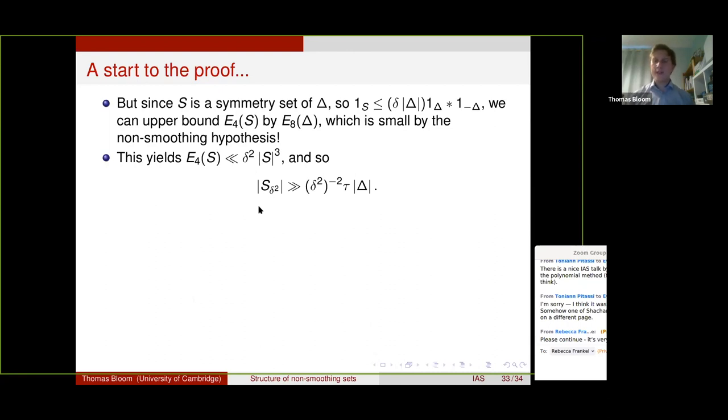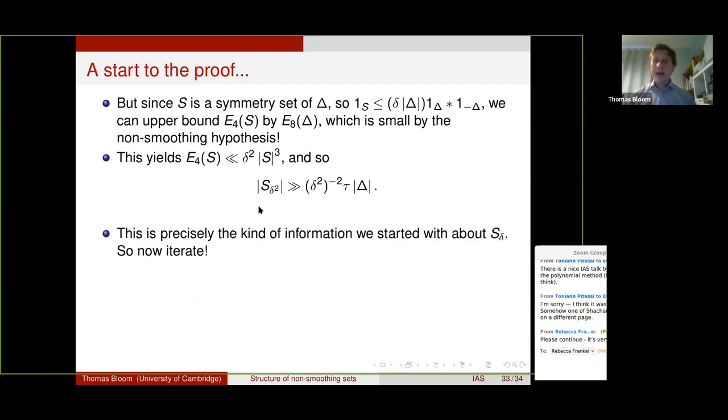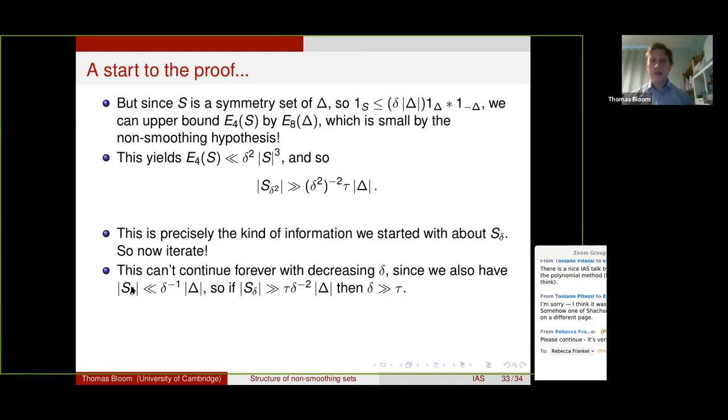Therefore, the delta squared symmetry set is large, and I can then iterate. So I started by knowing that the size of S delta is large, and now I know that the size of S squared is large. And so I just repeat that and repeat that until I exit. And the point is I can't do that forever because delta can't decrease past tau, for other elementary reasons.